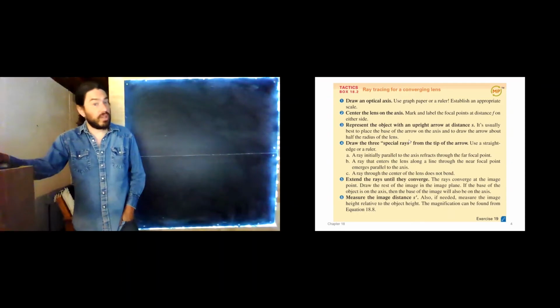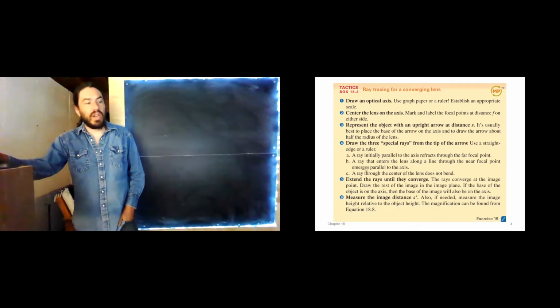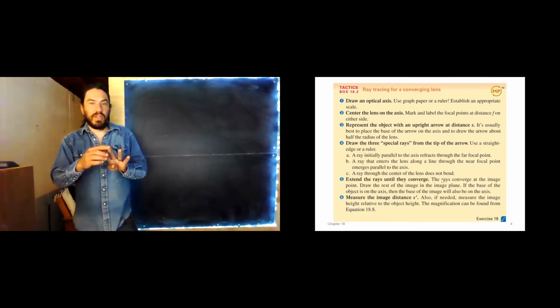Then we draw the 3 special rays. Okay, so these are the 3 special rays I was talking about just a second ago. One ray comes in parallel to the axis. One ray goes out parallel to the axis, and the other goes through the center and doesn't bend. Okay, we're going to see that we have a list of steps for all 4 scenarios. Diverging lenses, converging lenses, diverging mirrors, converging mirrors.